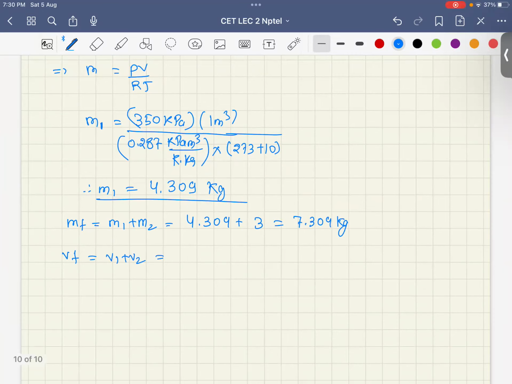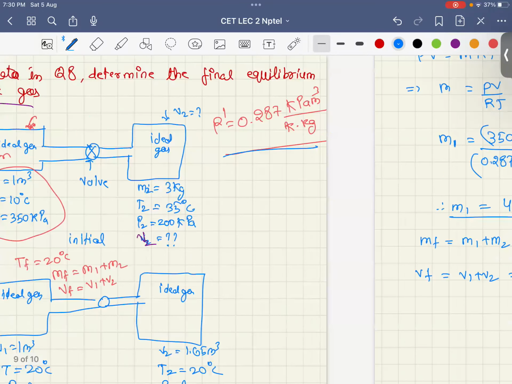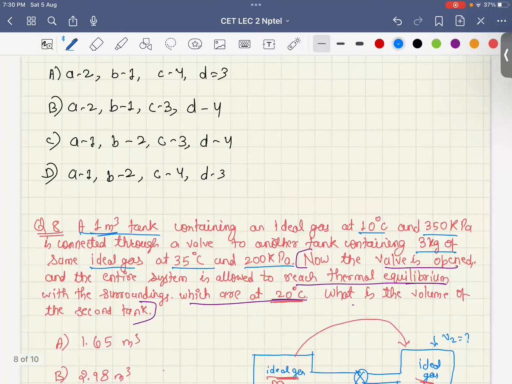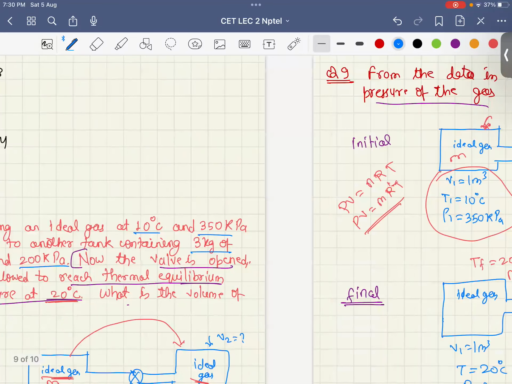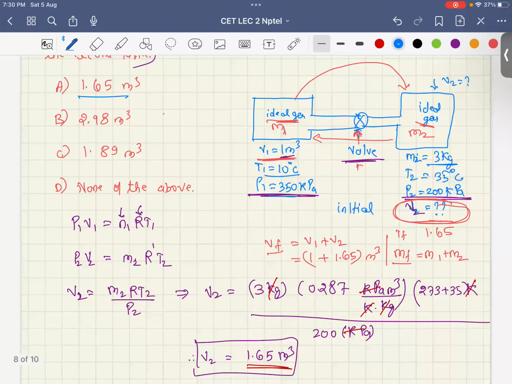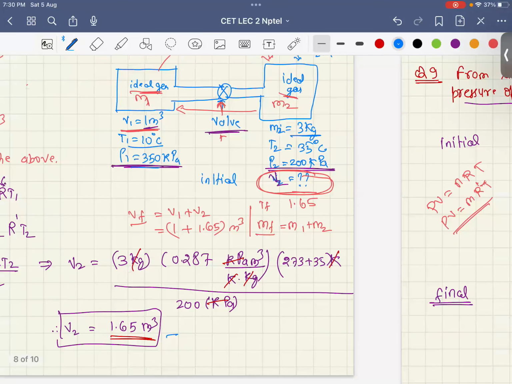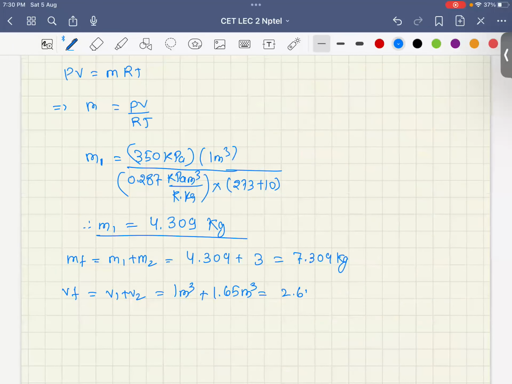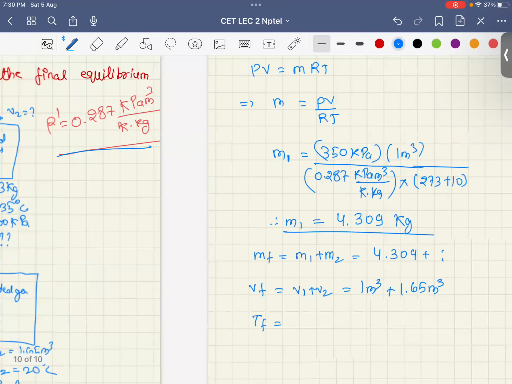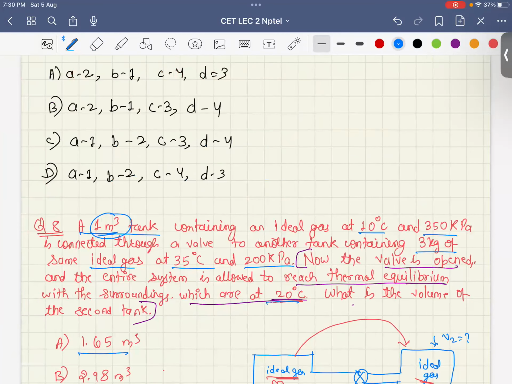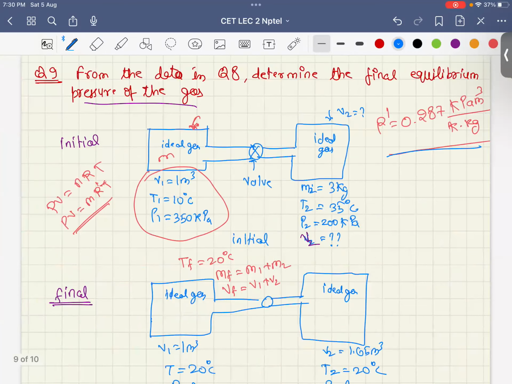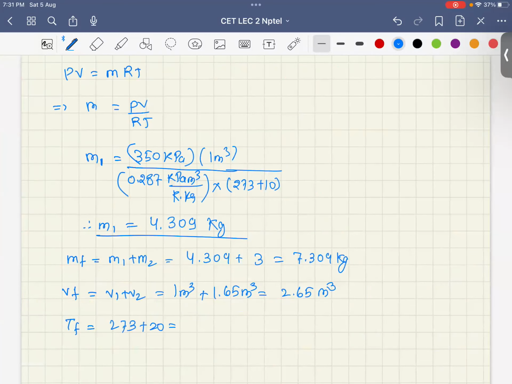VF is what? V1 plus V2. So V1 we are given as 1 meter cube, plus V2, which we just calculated in the first question, 1.65 meter cube, which is 2.65 meter cube, right? So now PF and TF. TF is given as how much? 20 degrees centigrade. So 273 plus 20, which is 293 Kelvin.